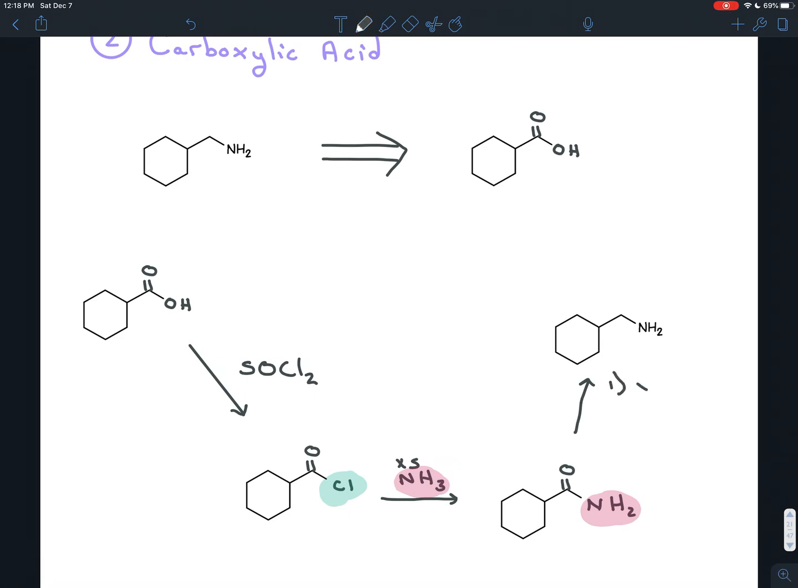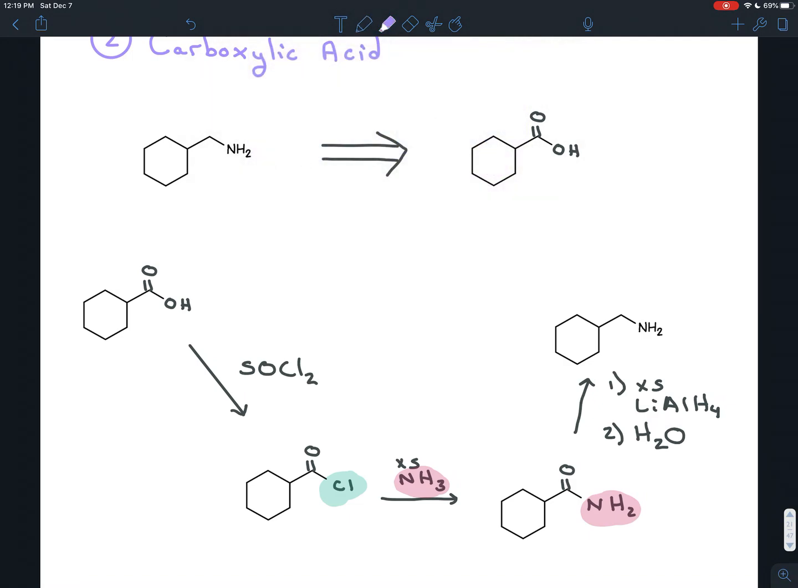So we could use a strong reducing agent like excess lithium aluminum hydride, and we need excess because we're trying to get rid of 2 bonds to the oxygen. The strong reducing agent will replace the bonds to the oxygen with bonds to a hydrogen. And then we just follow that up with a water wash.